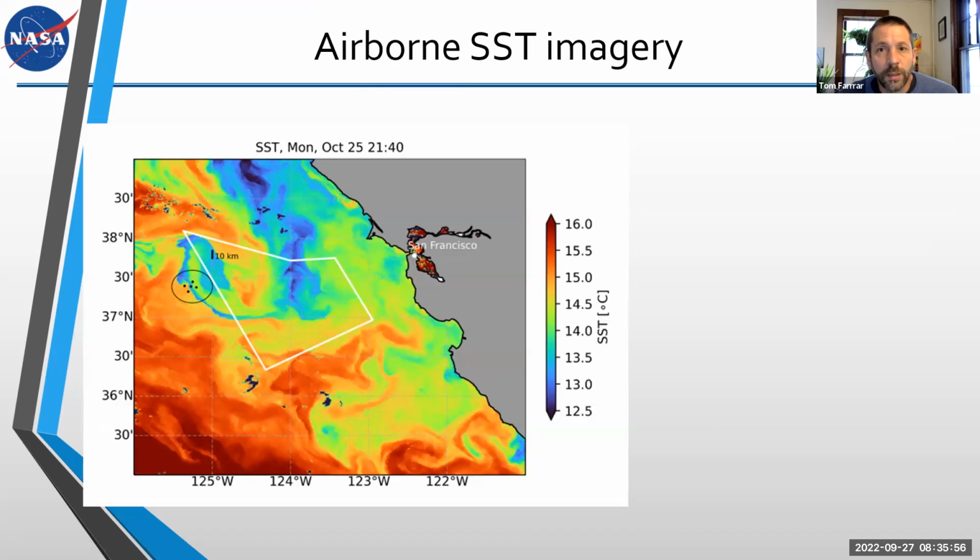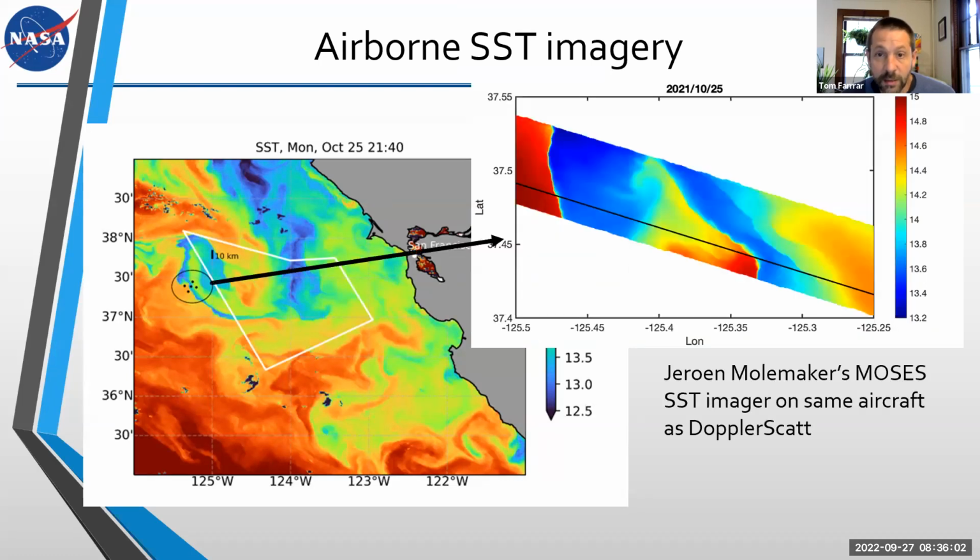We also had airborne SST imagery on the same aircraft as Doppler scat and on mass. Jerome Mullenmaker is the PI on this Moses instrument, and it's capturing some really high resolution imagery of the sea surface. On the left is a satellite sea surface temperature image. The 5 black dots were sail drones sampling near this front. And this little vortex that you can see rolling up there is shown here in more detail in the Moses imagery.